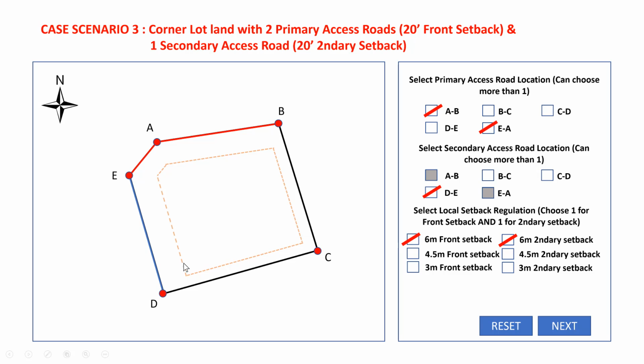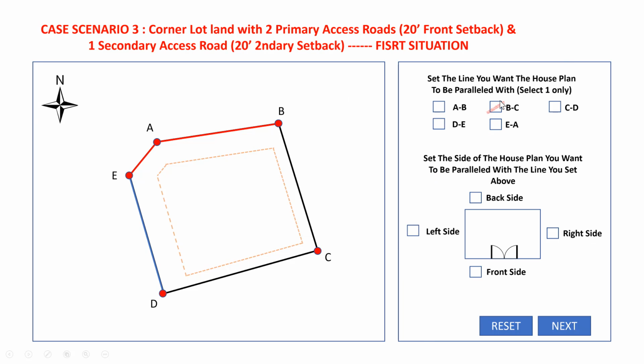So I take this scenario. We already have our boundaries here, the setback boundaries. Next one, BC. I want it to align with the left side like this. This process happens in the background. It is not shown when we are running the software. This is the left side of the plan.